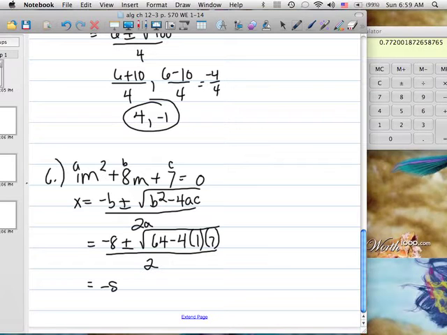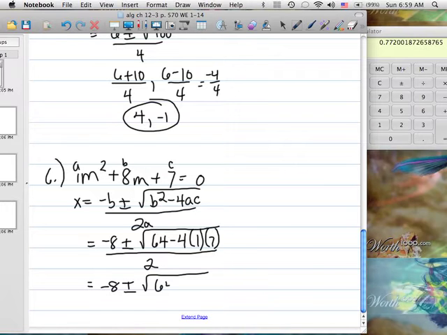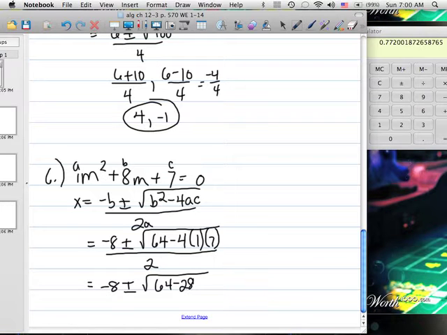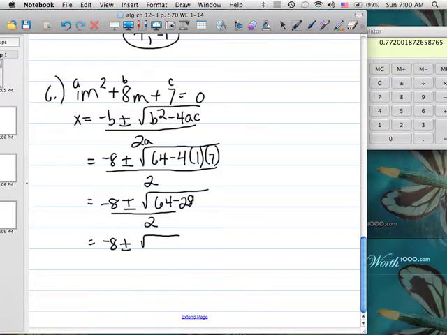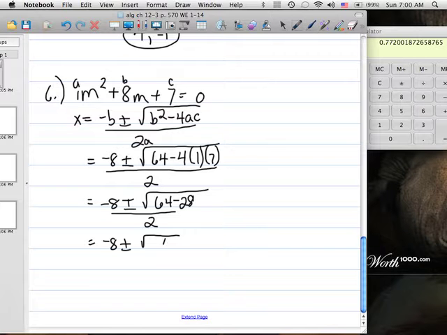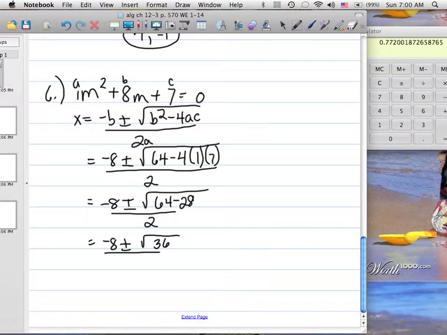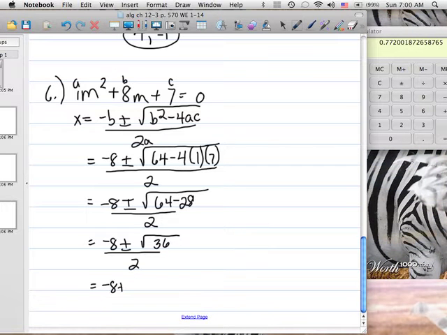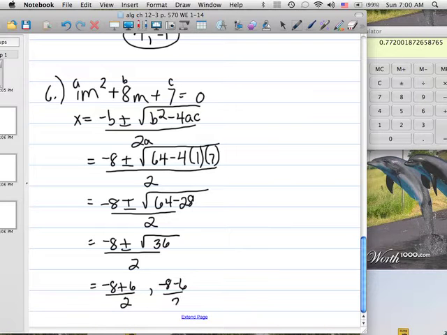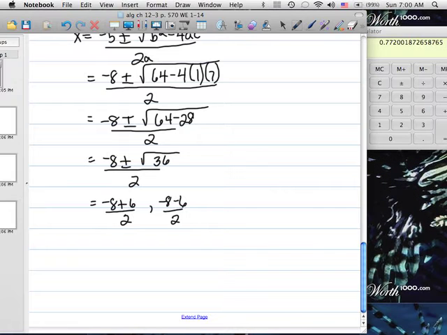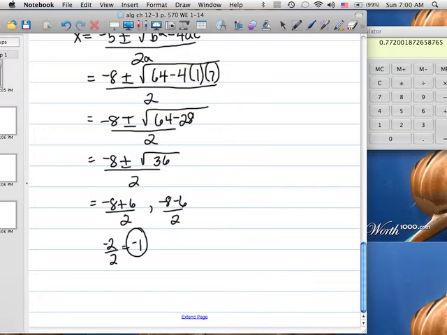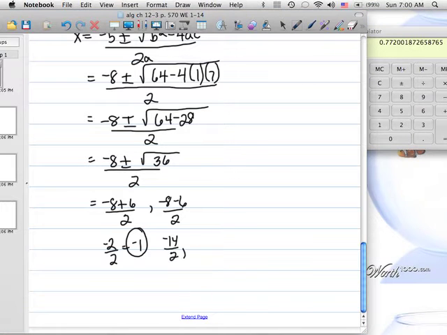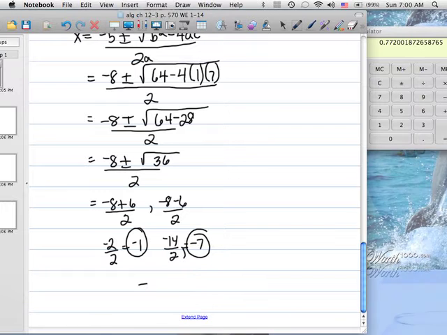So that's negative 8 plus or minus the square root of 64 minus 28 over 2. So that's negative 8 plus or minus the square root of, subtract 64 minus 28, and we get 36 over 2, which equals negative 8 plus 6 over 2, and negative 8 minus 6 over 2. Negative 8 plus 6 is negative 2 over 2, which is negative 1. And negative 8 minus 6 is negative 14 over 2, which is equal to negative 7. So our answers are negative 1 and negative 7.